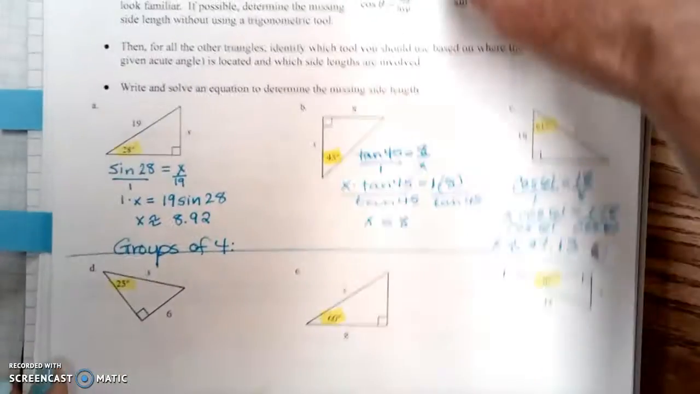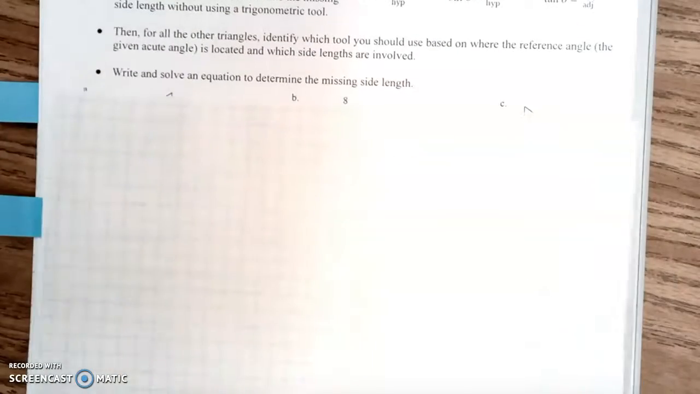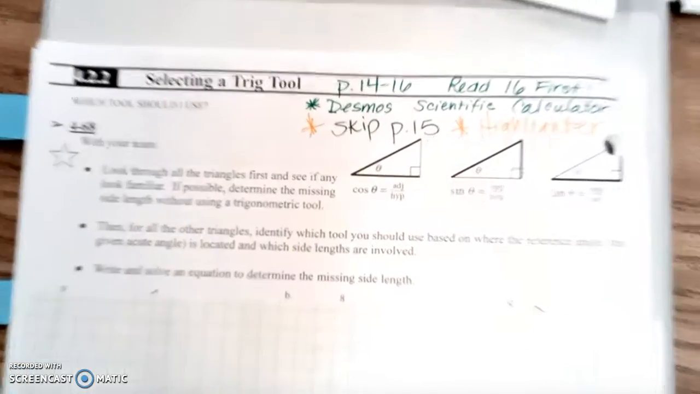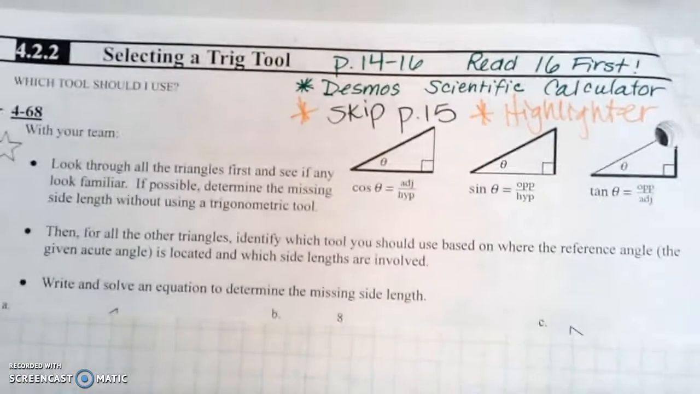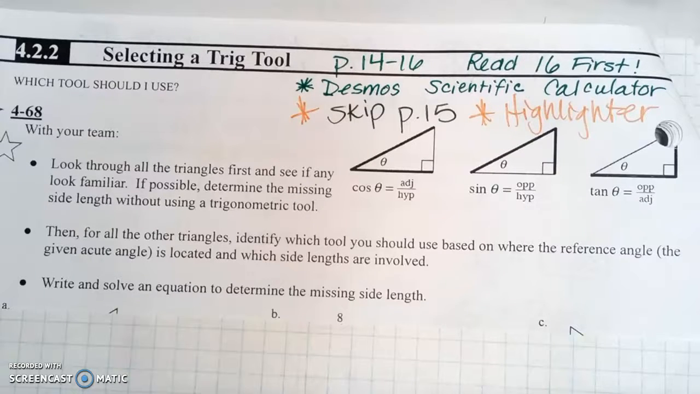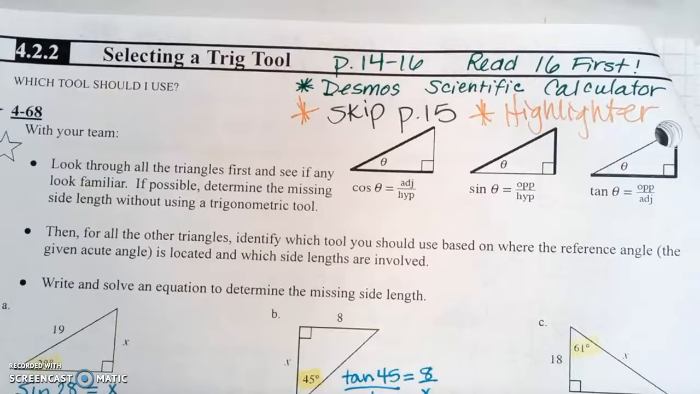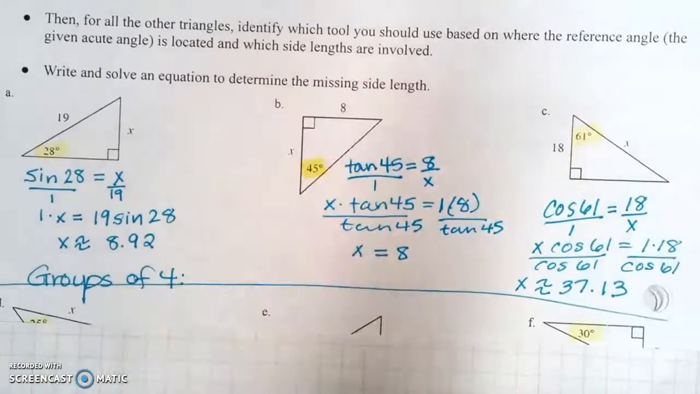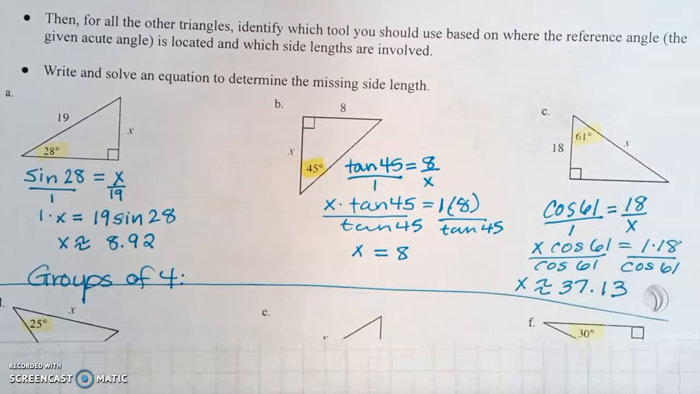Okay? All right, flip back over to page 14, and we are going to do question 68. Question 68 says, with your team, look through all the triangles first and see if any look familiar. If possible, determine the missing side length without using a trigonometric tool. Then, for all the other triangles, identify which tool you should use based on where the reference angle, the given acute angle, is located and which side lengths are involved. Write and solve an equation for the missing side length. So we are going to do A, B, and C together. And then in your groups of 4, you're going to do D, E, F, G, H, and I, okay?